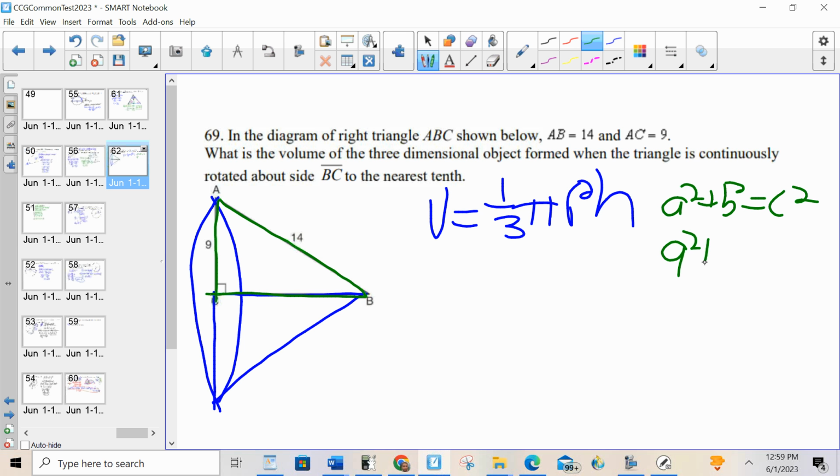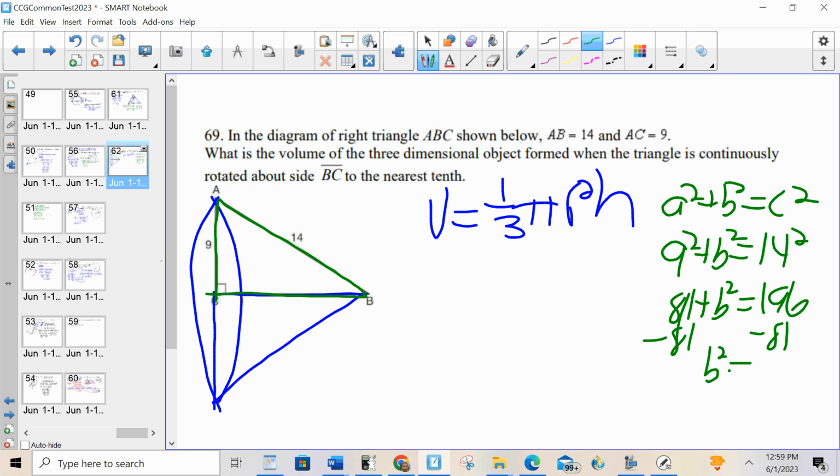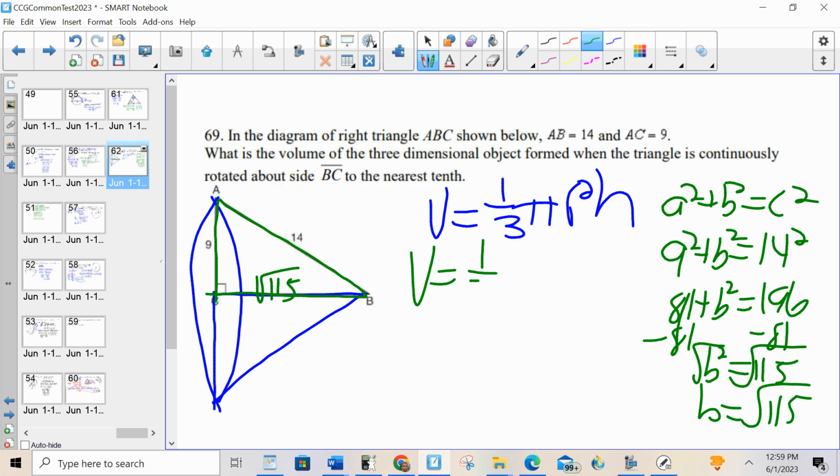9 squared plus b squared equals 14 squared. 81 plus b squared equals 196. Minus 81 minus 81. B squared equals 115. B equals radical 115. Now that I have that, v equals 1/3 pi. The radius is 9. The height is radical 115. You pop that into your calculator, and we get 909.6.